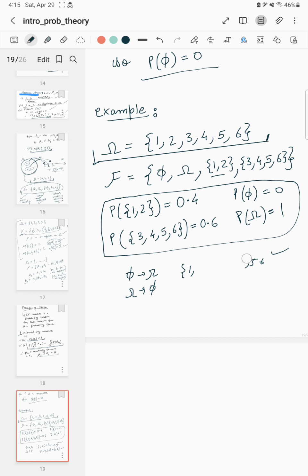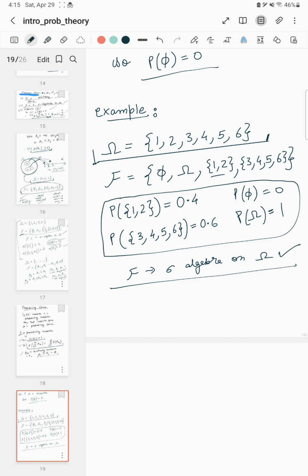Hence this is closed under countable union. You can see our video on sigma algebra for more detail as to how to determine this, and we can also state that it is closed under countable union. Hence F is a sigma algebra on omega.